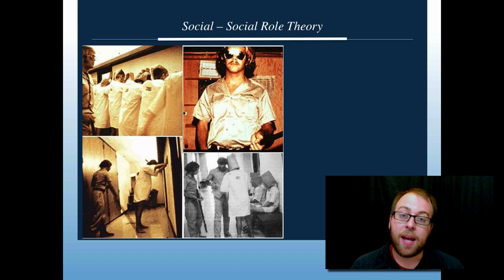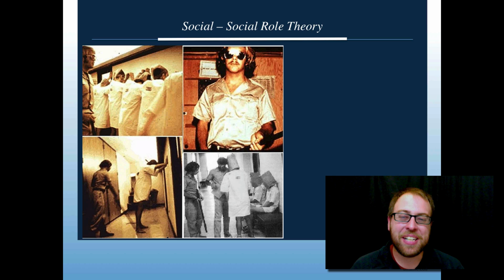Zimbardo's idea, and an idea that we now very well understand, is that we tend to play social roles and perform social scripts when we're in a role that we understand well. Zimbardo tested this social role theory by randomly assigning participants to be either a prison guard or a prison inmate in his simulated prison in the basement of the Stanford Psychology Building.